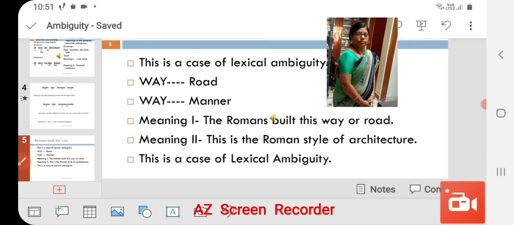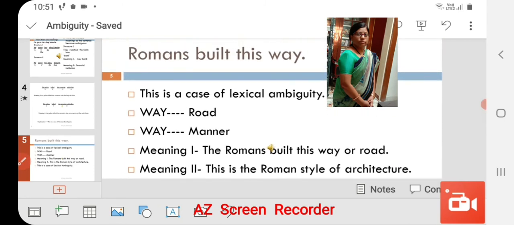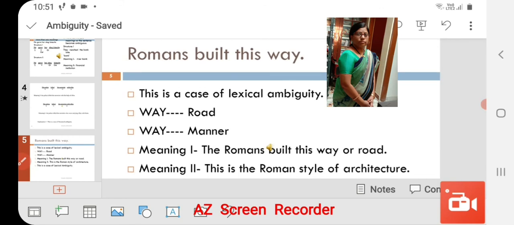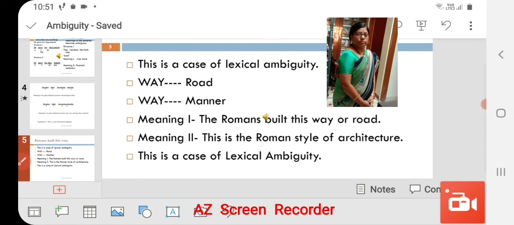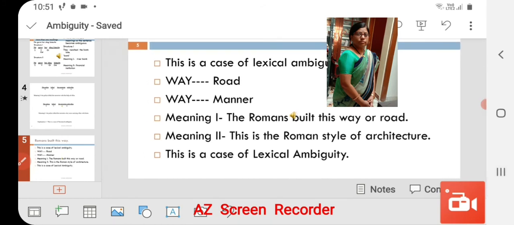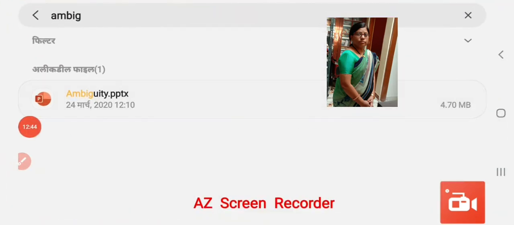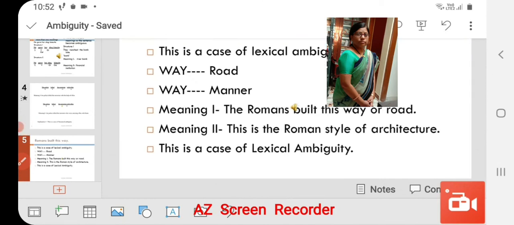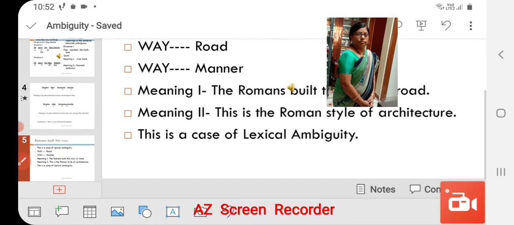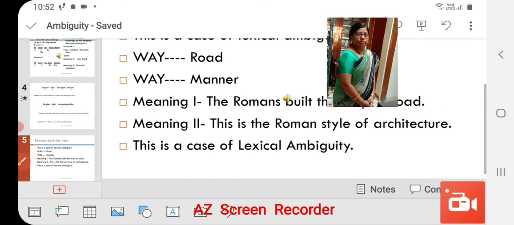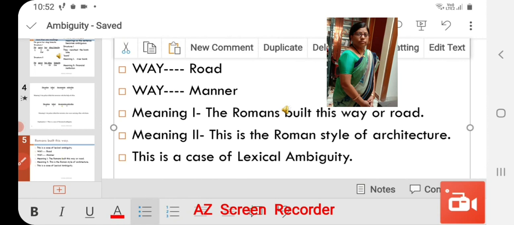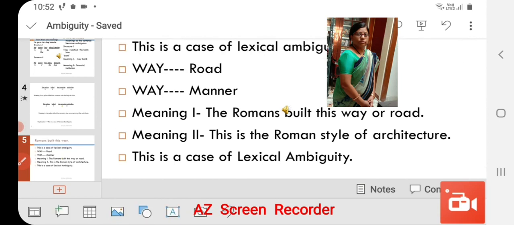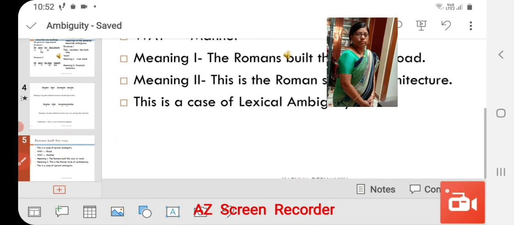आणि दुसरा अर्थ काय असू शकतो? मीनिंग टू, दिस इज द रोमन स्टाईल ऑफ आर्किटेक्चर. आपल्याला माहिती आहे वेगवेगळ्या स्थापत्यशास्त्रामध्ये वेगवेगळ्या प्रकारचे काय असतात? मॅनर असतात, पद्धती असतात. तर इथं इन द सेकंड सेंटेन्स द हा वेचा अर्थ काय होतो? मॅनर, पद्धत. की रोमन लोकांची बांधकामाची, स्थापत्यशास्त्राची स्टाईल ही होती. रोमन लोक त्यांच्या बिल्डिंग ह्या पद्धतीने बांधत होते. दिस इज द रोमन स्टाईल ऑफ आर्किटेक्चर. म्हणजे दिस इज द केस ऑफ लेक्सिकल ॲम्बिग्विटी बिकॉज द वर्ड वे हॅज these two meanings. Either it means road or manner.